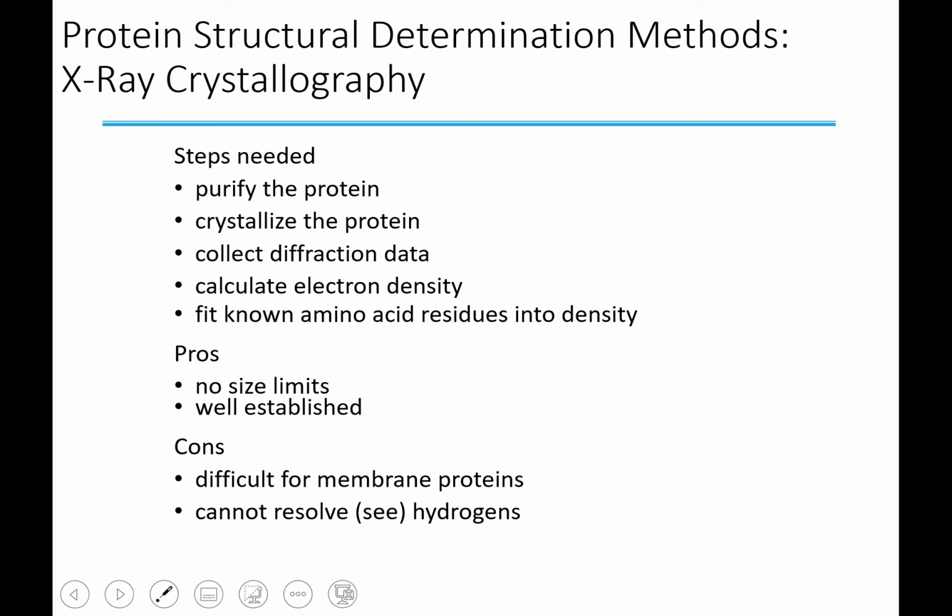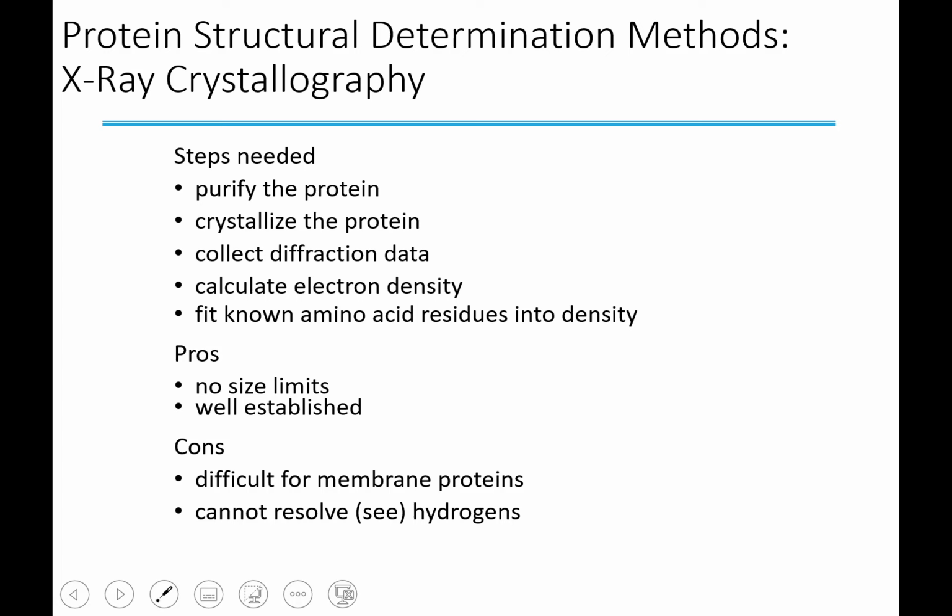Okay. Assuming that you get a crystal, you can take the crystal and put it in your X-ray crystallography instrument. So you hit it with a beam of X-rays, you get a diffraction pattern, so you collect that diffraction data, and then from that data, you calculate electron density. This is done with a computer program, and then you fit known amino acid residues into that electron density, and then by doing that, you build up a structure from your data.